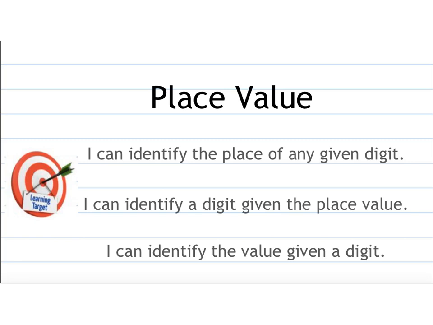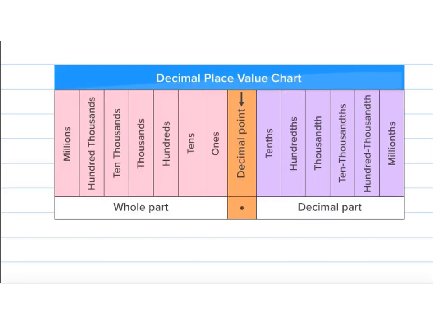So across the top of your notebook for your title, you should write down place value, and then you should write down these 3 learning targets. So pause, write these down, and then come back. Okay, our first learning target, I can identify the place of any given digit. I can identify a digit given the place value, and I can identify the value given a digit.